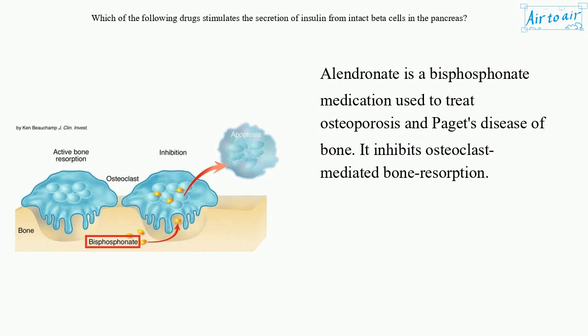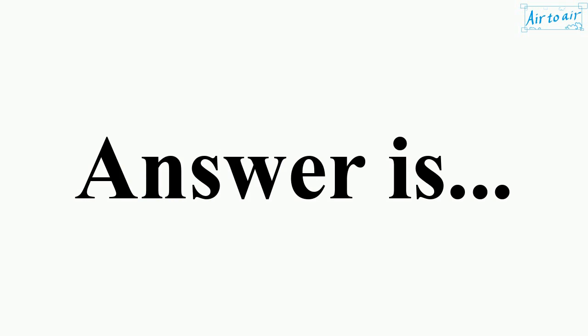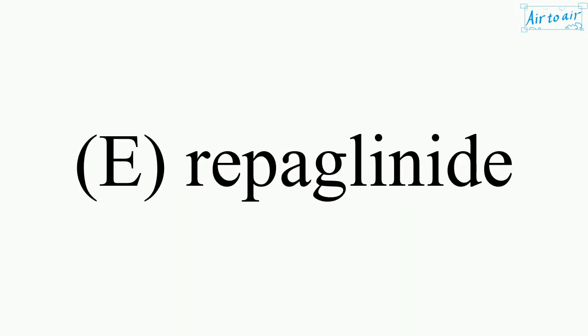Alendronate is a bisphosphonate medication used to treat osteoporosis and Paget's disease of bone. It inhibits osteoclast-mediated bone resorption. The answer is E. Repaglinide.